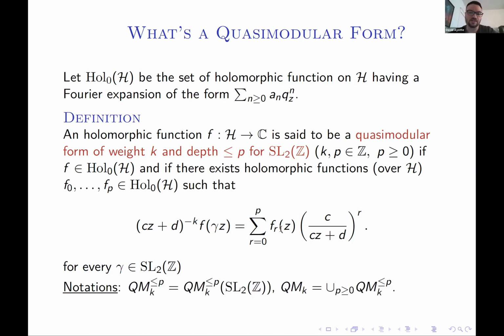We use this notation to denote the space of quasi-modular forms. If we don't care about the weight, and only care about the depth, we only take the union here.